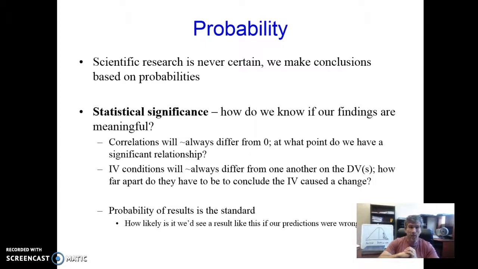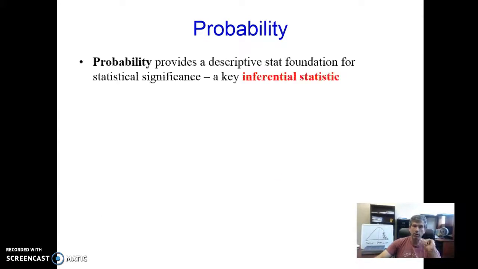Again, we can't just eyeball it and decide. Too many biases there. We need a standard. The probability of the results that we observe provides that standard. And the question that we ask, which we'll talk about in much more depth in the next module, is: how likely is it we'd see a result like this if our predictions were wrong? A lower probability suggests there's less of a chance our results are a fluke, but still not a 0% chance. That's what allows us to conclude statistical significance.